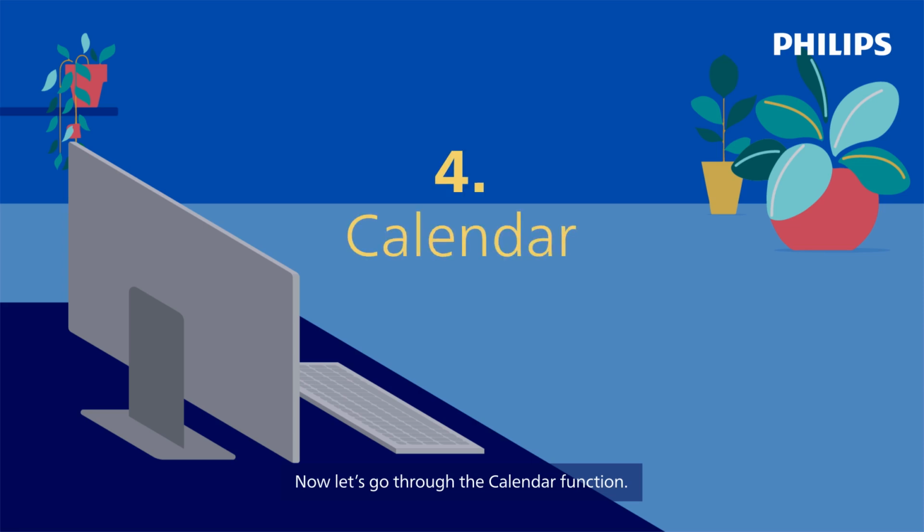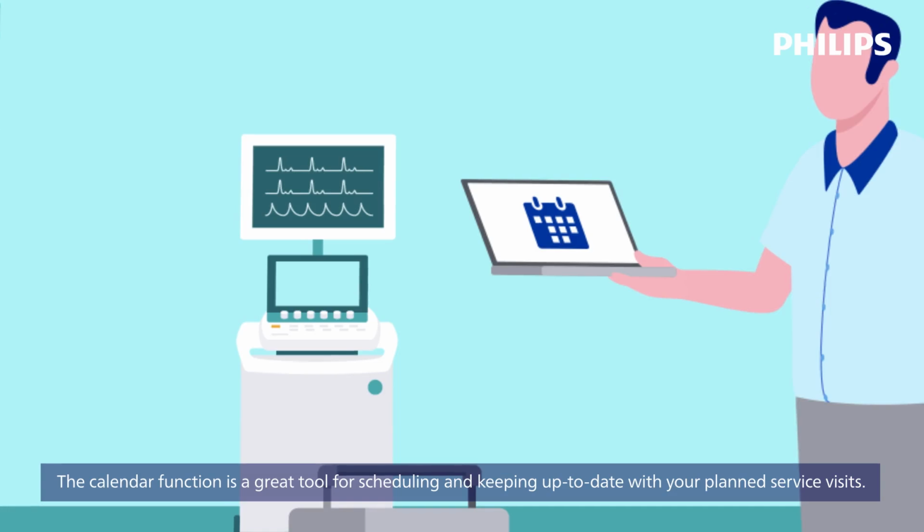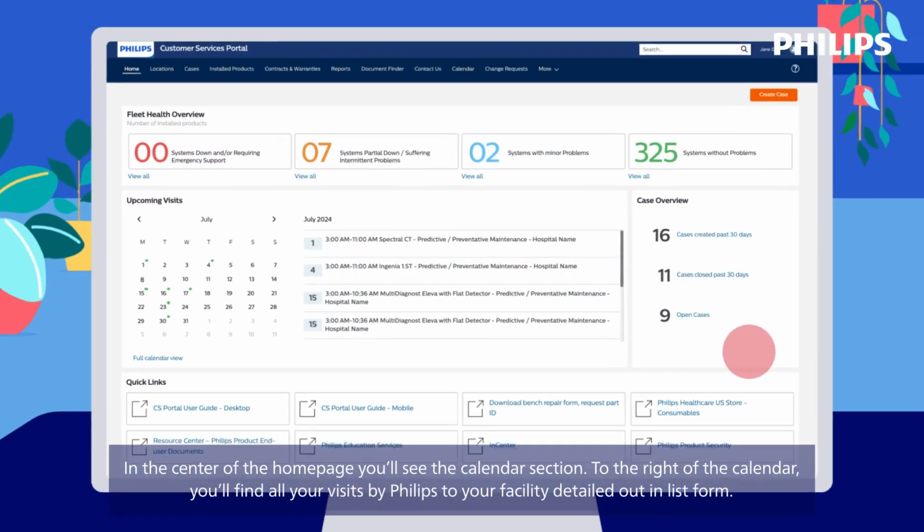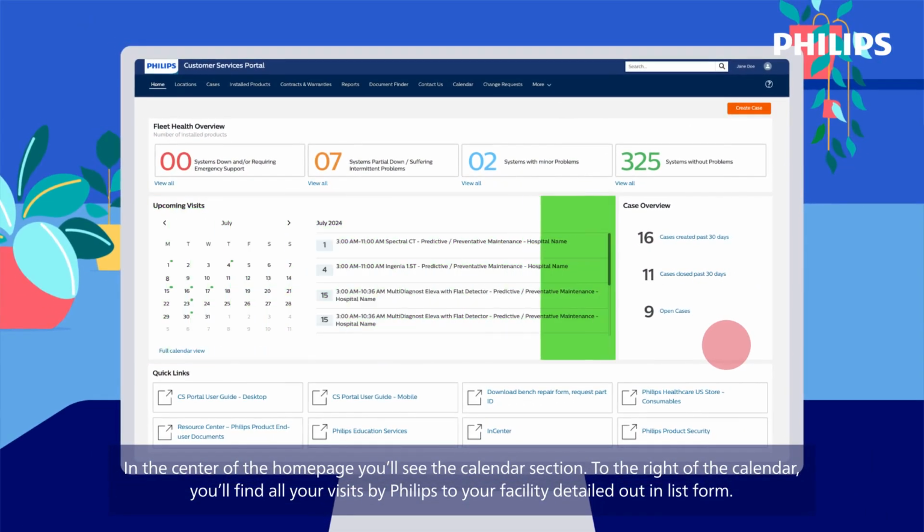Now, let's go through the calendar function. The calendar function is a great tool for scheduling and keeping up to date with your planned service visits. In the center of the home page, you'll see the calendar section. To the right of the calendar, you'll find all your visits by Philips to your facility detailed out in list form.